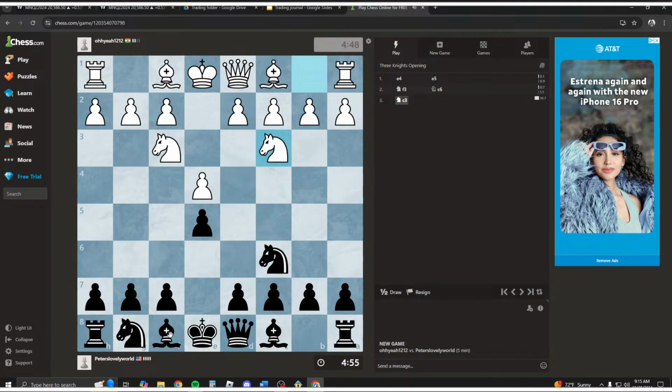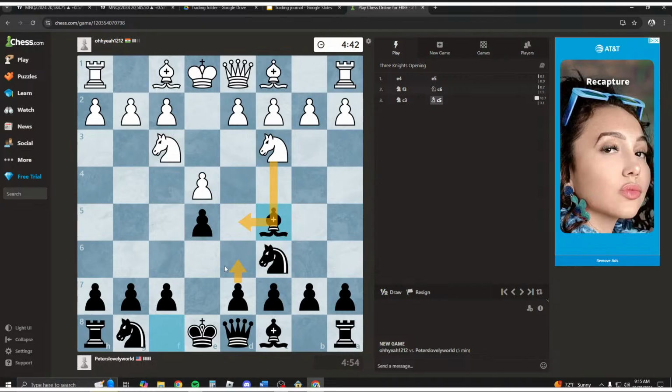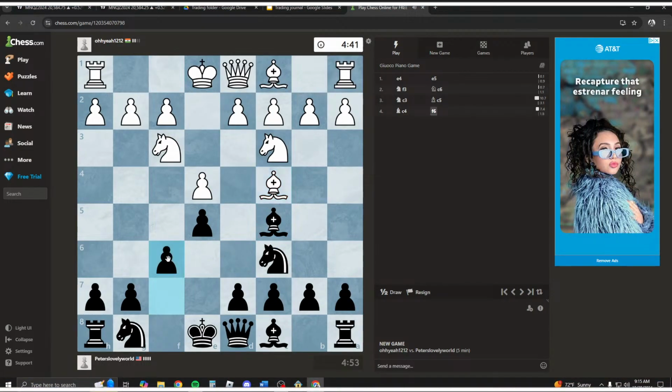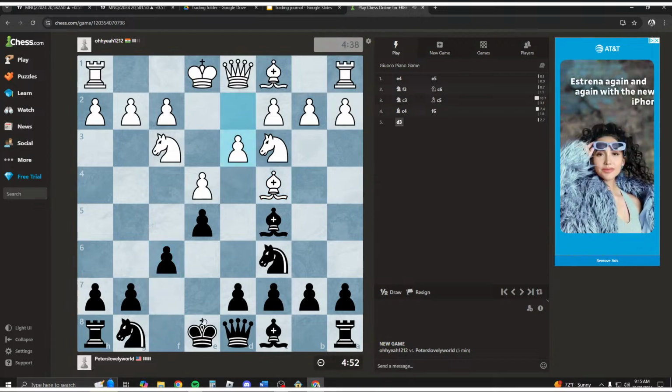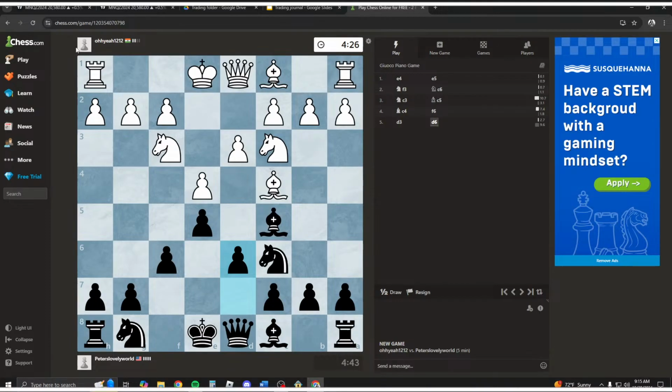I want to get the bishop out. All right. We have almost the exact same setup here. I do want to bring out this bishop, take this knight, probably force this. Okay.